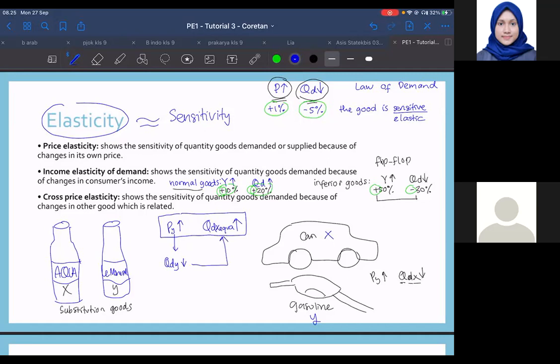Okay? But for car and gasoline, since they are both complementary goods, if the price of gasoline increases, automatically people will reduce the amount of cars they buy. Why? Because gasoline is more expensive than before. They need extra dollars to move their car. So they're not buying a car. That is for simple cases.